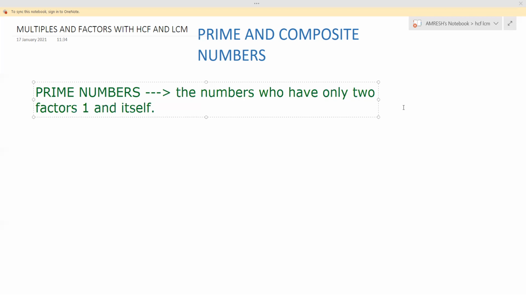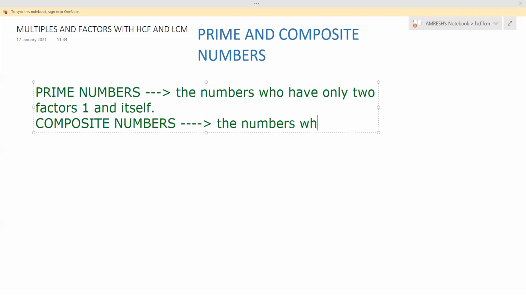And what are composite numbers? Two numbers I have given. One is prime and one is composite. The numbers which have more than two factors are called composite numbers. Now I am going to take examples of two numbers, 7 and 9.